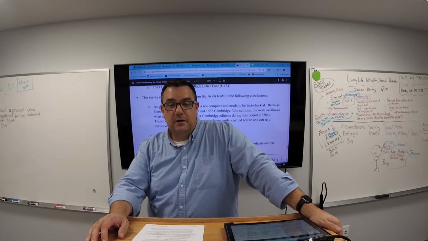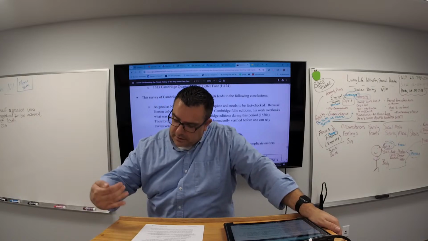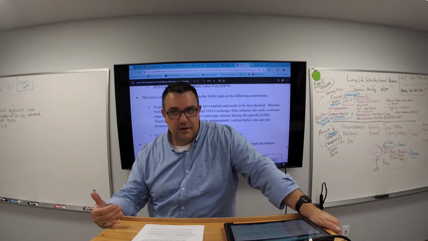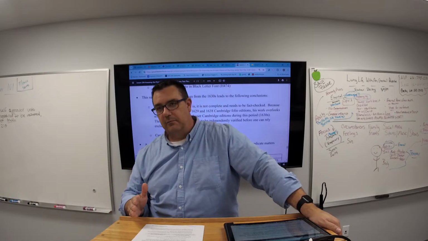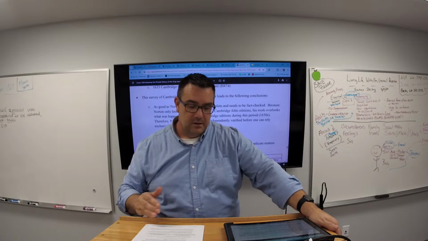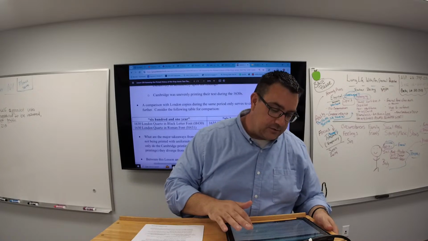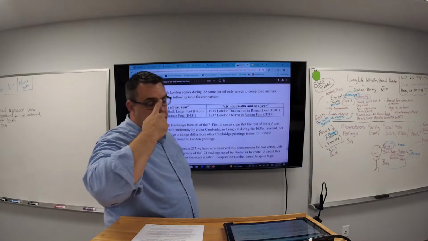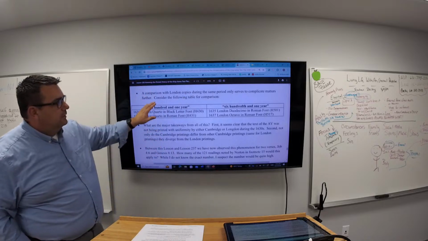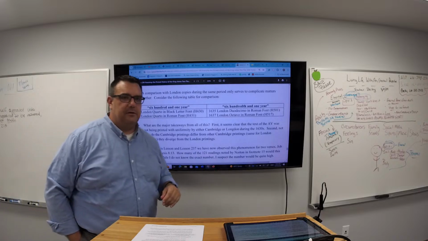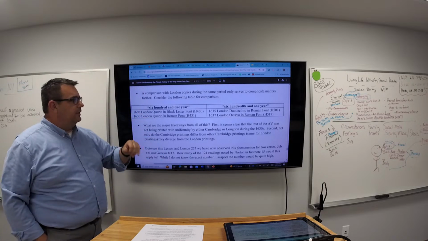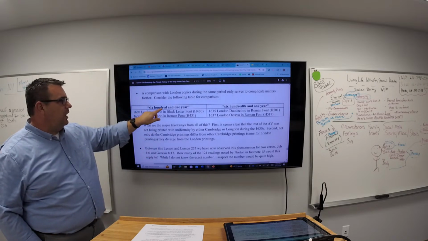And then the second thing is the observation that Cambridge was unevenly printing the text in the 1630s. So now you have differences between Cambridge printings and sizes, not to mention the difference between the ones coming out of London. So now that's what we're going to look at: a comparison of the London copies during the same period only serves to complicate matters further. Consider the following comparison.